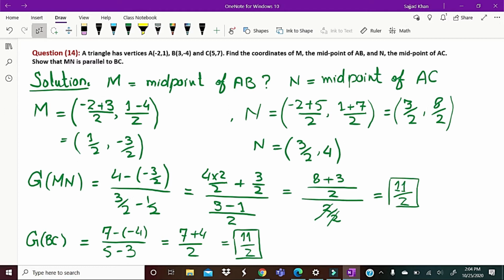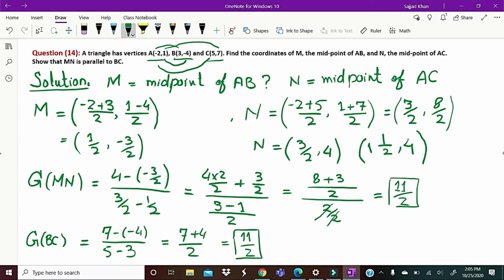So the first thing we need to find are the midpoints of AB. We have A, we have B. Just add the x coordinates divided by 2, add the y coordinates divided by 2. So what we get is 1 over 2, minus 3 over 2. Now N is the midpoint of AC. We have A and we have C. So add the x coordinates divided by 2, add the y coordinates and divide them by 2, and we get 3 over 2 comma 4. This can also be written as 1 over 2 comma 4.